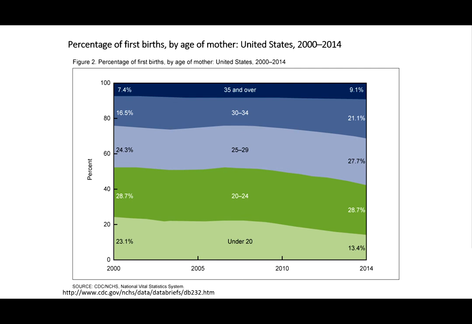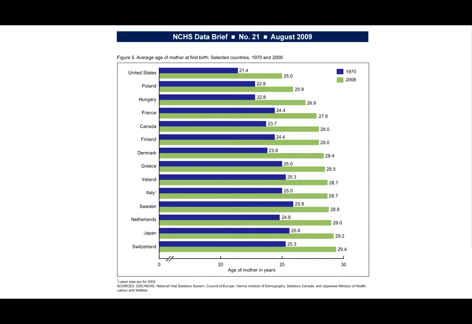But it's not just the United States. So we've been looking at United States data. Let me show you some data for other countries as well. Selected countries, 1970 and 2006 being compared here. So it's the age of mother in years on the x-axis, and then you have the United States, Poland, Hungary, France, Canada, Finland, Denmark, Greece, Ireland, Italy, Sweden, Netherlands, Japan, and Switzerland. The average age of a mother the first time she gives birth in 1970 is marked by the dark blue, and in 2006 by the green color.